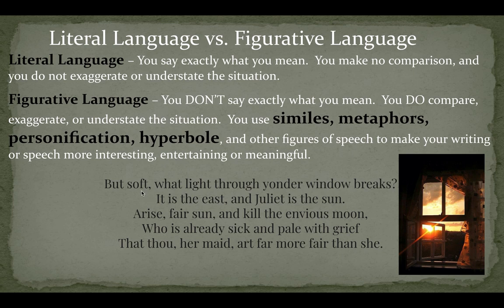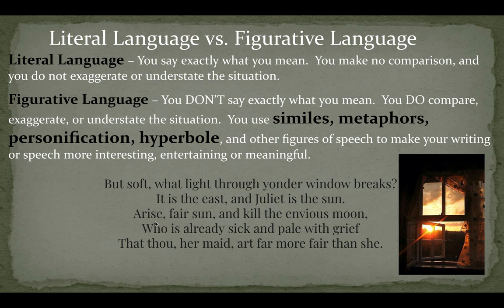Soft is more like saying, but hey, but look, okay? Soft, that's using words in a different way. But we see Romeo saying, "What light through yonder window breaks?" Now, he might see a light in the window, but really who he's talking about is the light of Juliet. It is the east, and Juliet is the sun, a metaphor there. Meaning she's that bright, she's that wonderful.